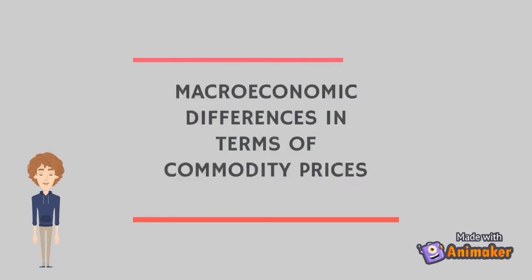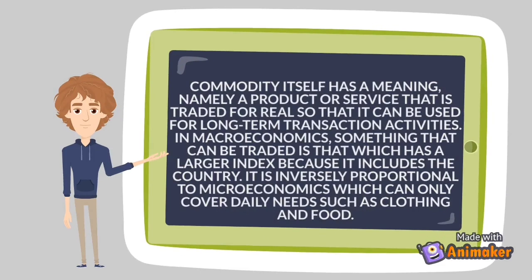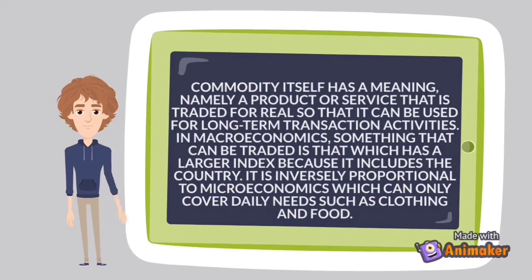Micro and macroeconomic differences in terms of commodity price. Commodity itself means a product or service that is traded for real, so that it can be used for long-term transaction activities. In macroeconomics, something that can be traded is that which has a large index because it includes the country. It is inversely proportional to microeconomics, which can only cover daily needs such as clothing and food.